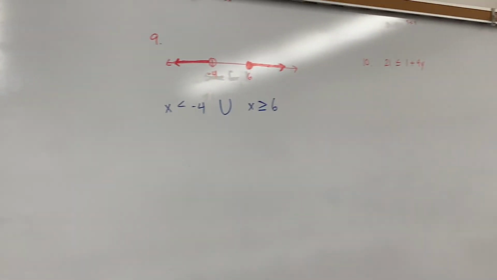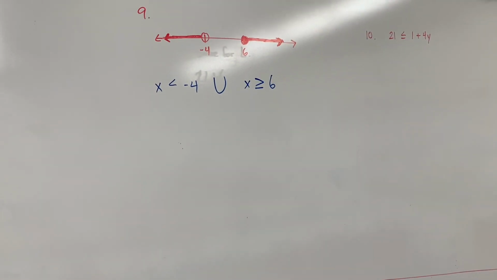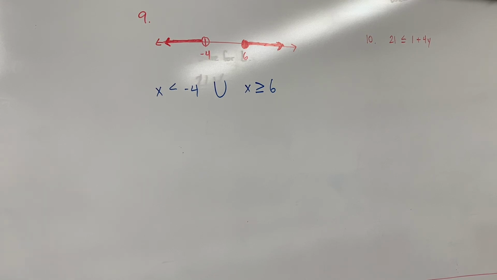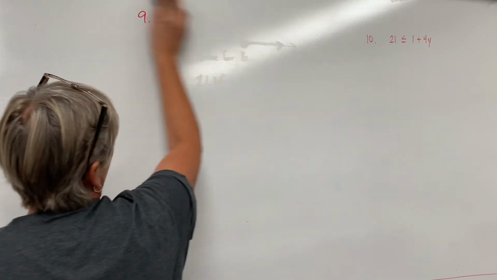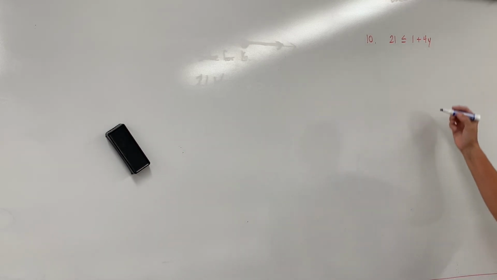All right, the last question on this review video is number 10. So 10 is an inequality. I'm solving this inequality. Solving inequalities is the same thing as solving an equation, except for one rule. If you multiply or divide by a negative number, then you have to change the direction of the inequality. And that's the only real difference. So let's see if we have to do that here.